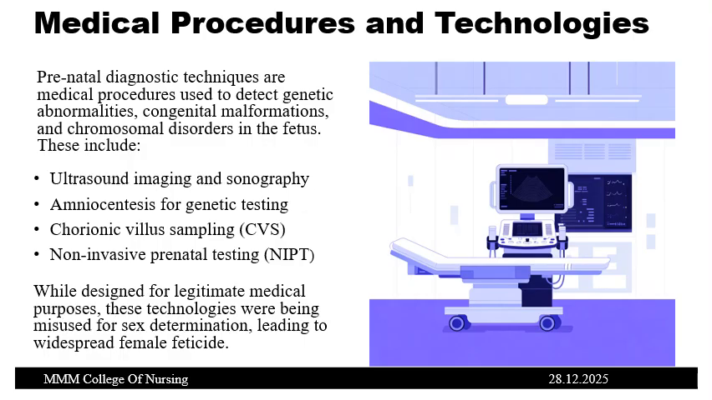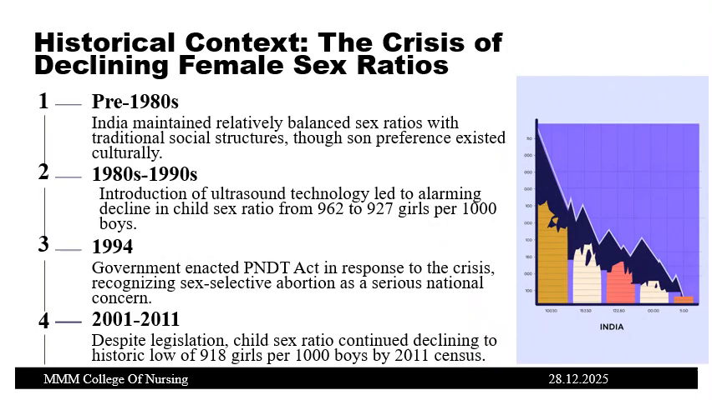Medical procedures and technologies. Prenatal diagnostic techniques are medical procedures used to detect genetic abnormalities, congenital malformations, and chromosomal disorders in the fetus. These include ultrasound imaging and sonography, amniocentesis for genetic testing, chorionic villus sampling, and non-invasive prenatal testing. While designed for legitimate medical purposes, these technologies were being misused for sex determination, leading to widespread female feticide.